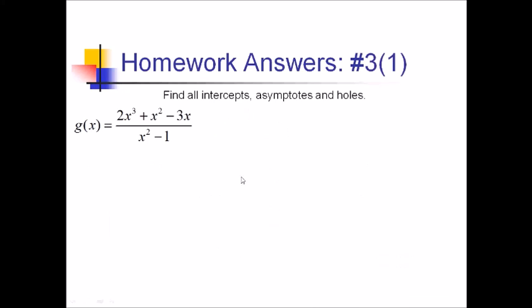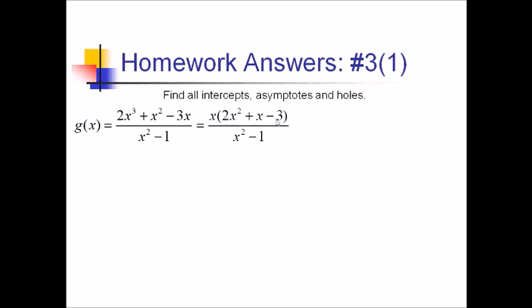For number 3, let me find all the intercepts, asymptotes, and holes for this rational expression. Before we go any further, let's factor this out as much as we can and simplify it if possible. So I can start by taking an x out of the numerator. That'll leave me with 2x squared plus x minus 3. And then the denominator, I can factor into x plus 1 and x minus 1.